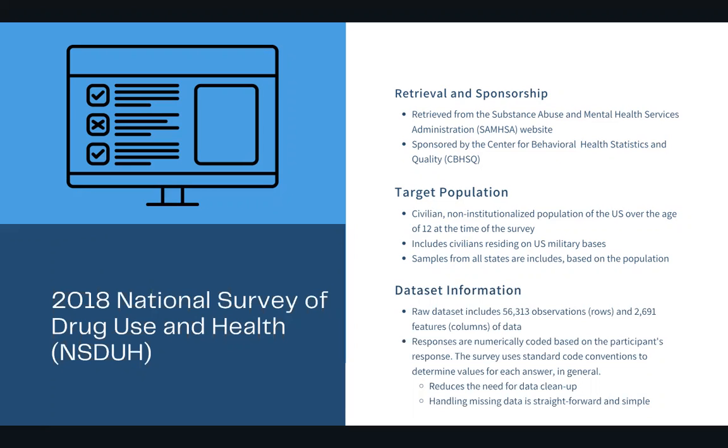My own observation of the data set reveals that there are 56,313 rows of data and 2,691 columns, essentially a column for every question asked, as well as any imputed data and recoded data for that particular section. I also noticed that the values within the column are nice and clean. The survey uses a standard code convention that is referenced within the codebook. This makes data cleanup really easy and handling missing data simple and straightforward.